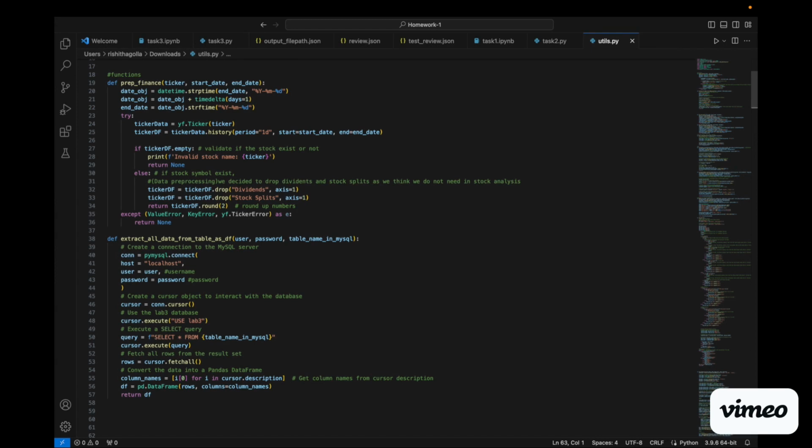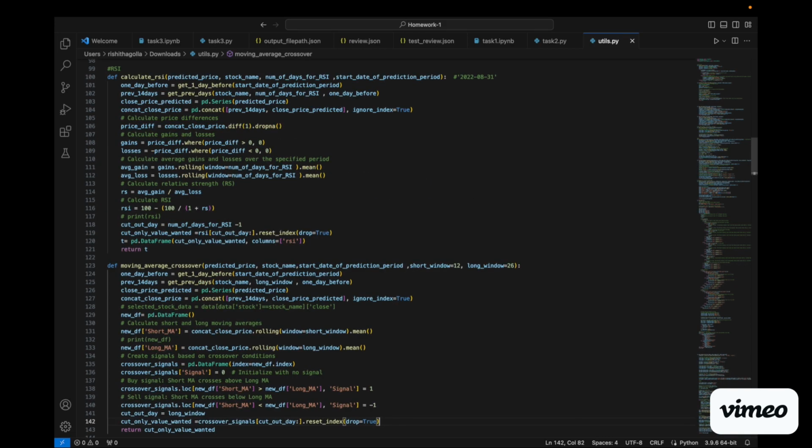The first function is prep finance. For this function, we use the YFinance API to get historical price data from Yahoo Finance. The inputs of this function are the name of the stock, and the start date and end date of the data you want. The next function is extract all data from table SDF. We use this function to get data and convert it into a data frame to be ready for analysis.